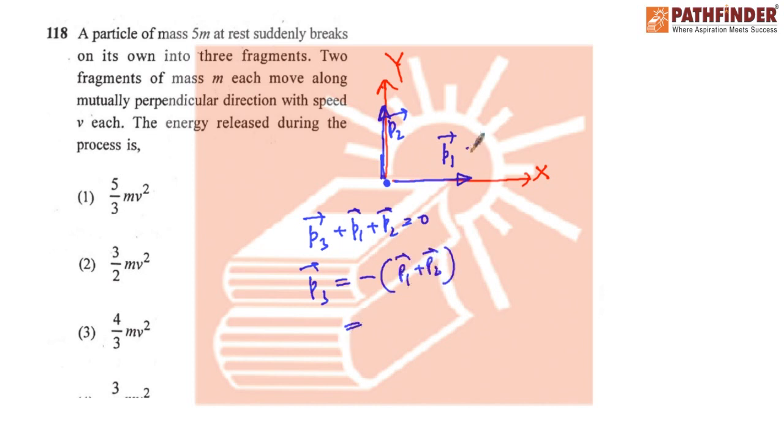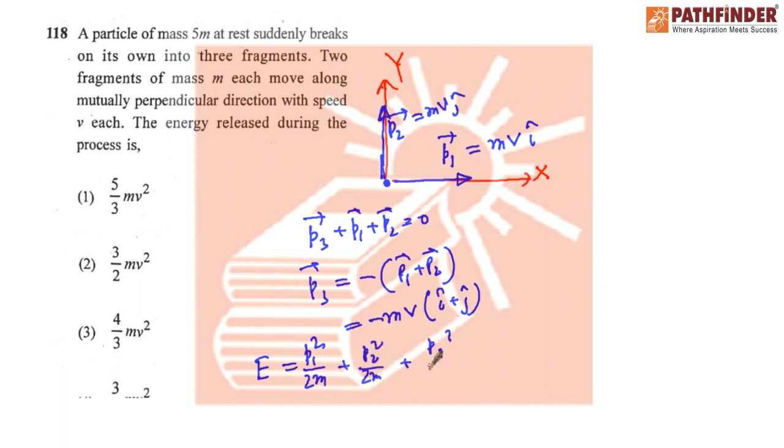Now p1 vector is equal to m v i cap, and p2 vector is m v j cap. So p3 vector is equal to minus m v times (i cap plus j cap). The energy released during the explosion is the kinetic energy it got. So it is equal to p1 square by 2m plus, the mass of this particle was m, p2 square by 2m plus p3 square by 2 of its mass, which is equal to 3m, because the total mass was 5m. Now you can simply do the calculation.